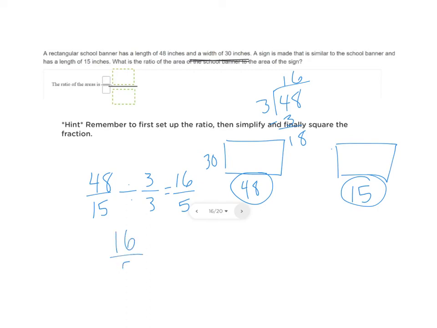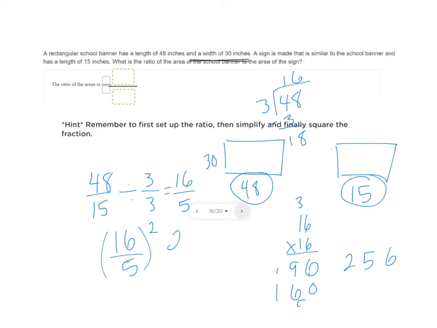But now remember we have area. And so when we have area, we can't forget that we have to square these. So we would have 16 squared, 16 times 16. 6 times 6 is 36. 6 times 1 is 6, plus 3 is 9. Put in a placeholder. 1 times 6 is 6. 1 times 1 is 1. We're going to add these together. We get 6, 15, and 2. So I got 256 over 25. And this is our ratio of the areas.